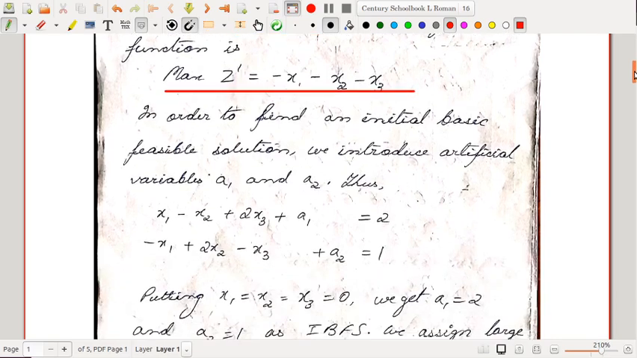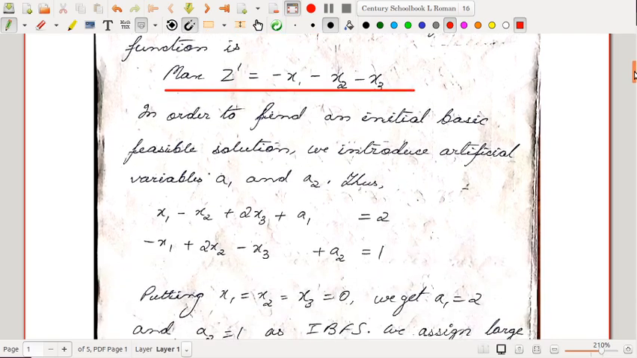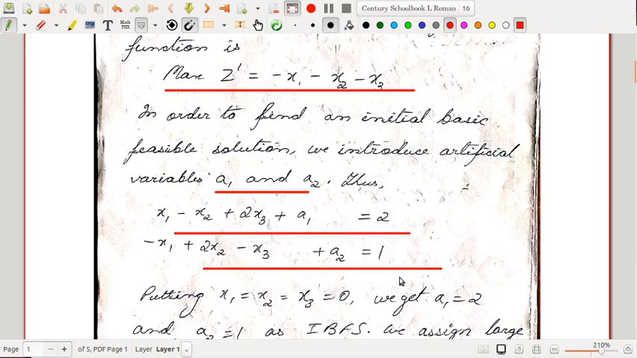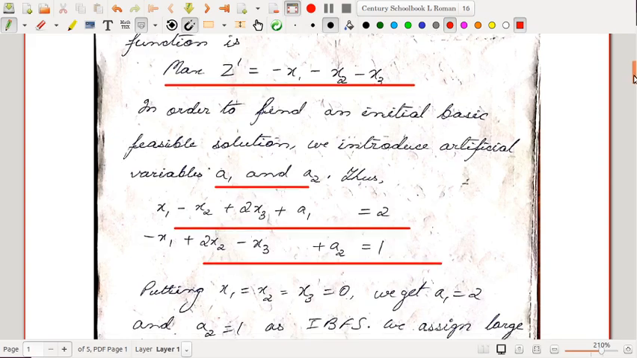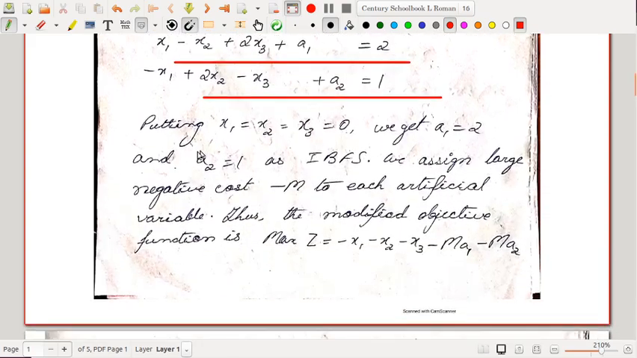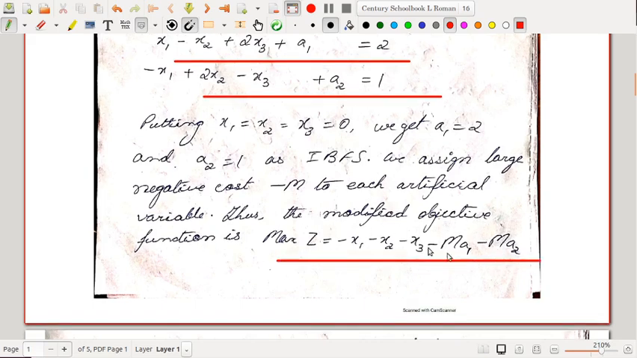In order to find an initial basic feasible solution, we introduce artificial variables a1 and a2. So thus we get these equalities as this and this, and then we put x1 equal to x2 equal to x3 equal to 0. So we get a1 equal to 2 and a2 equal to 1 as our initial basic feasible solution. So we assign a large negative cost minus M to each artificial variable. Thus the modified objective function is maximize z dash equal to minus x1 minus x2 minus x3 minus M a1 minus M a2.